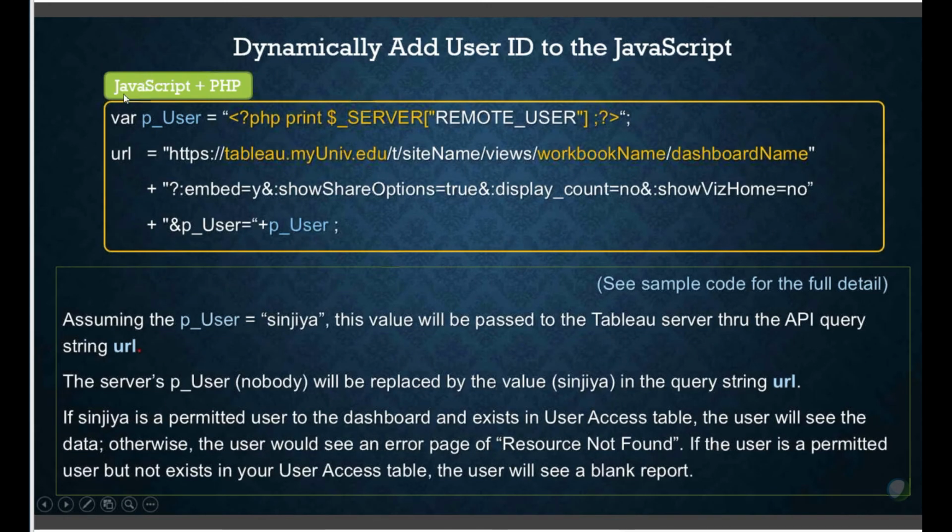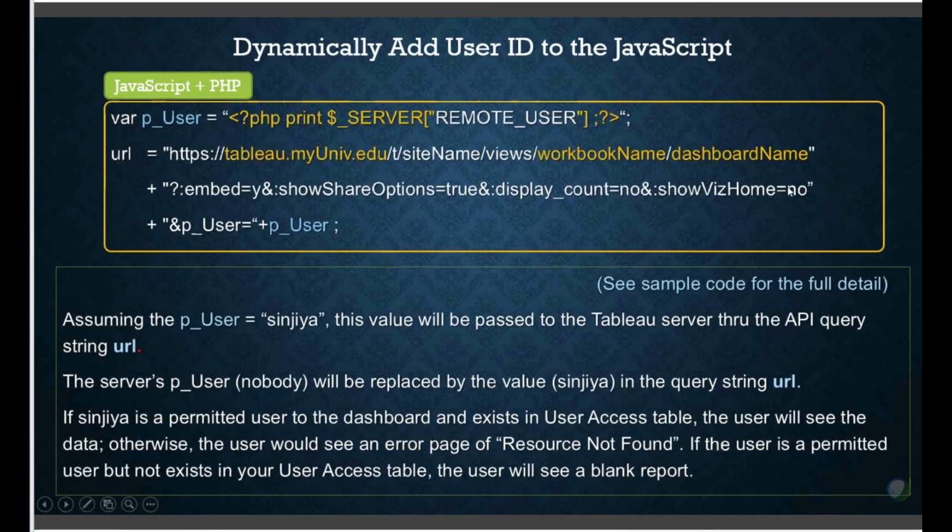And here is a small piece of the JavaScript and the PHP code showing how to make this work. In the JavaScript, you see this one. You create a variable called P user, and you use PHP to dynamically put the remote user, the login user, into the P user, giving it the login user's valid ID. And this URL is the JavaScript API. It will point to your Tableau server, right? And your workbook name, your dashboard name, and a bunch of settings.